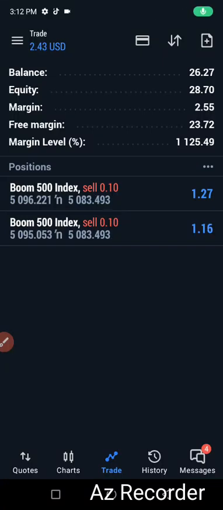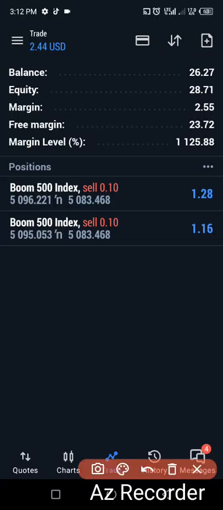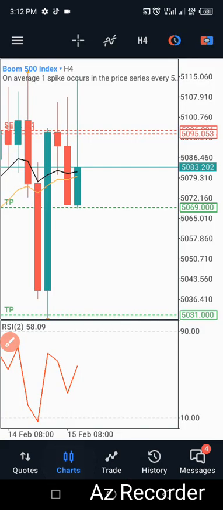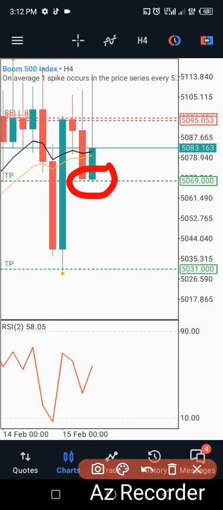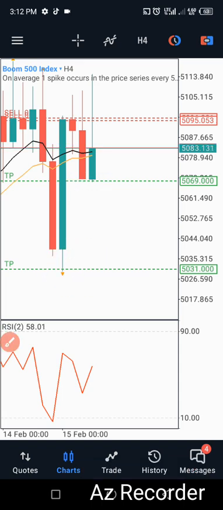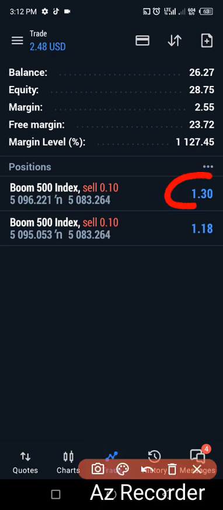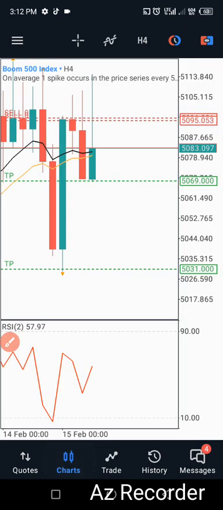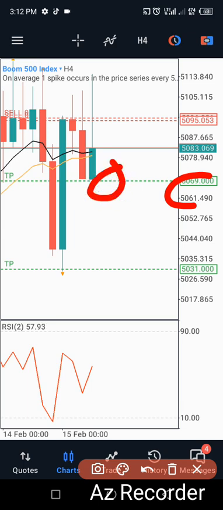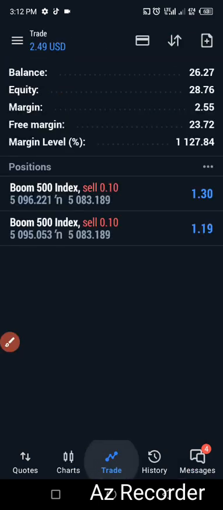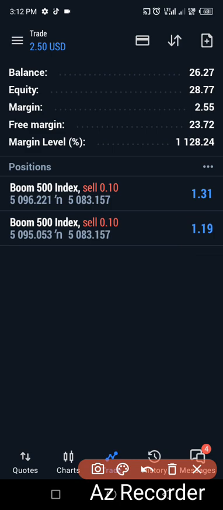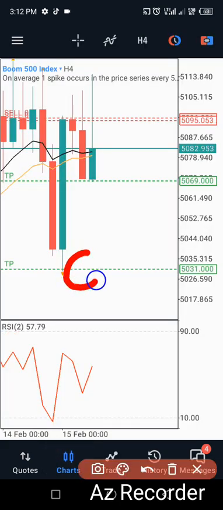The reason that made me take this particular trade on Boom 500. You can see that we are currently at $2, and my target is for us to get to this take profit level here and then approach this second take profit. The first trade that I have here will be for my first take profit at this particular level, and the second trade entry here will be for this second take profit level.